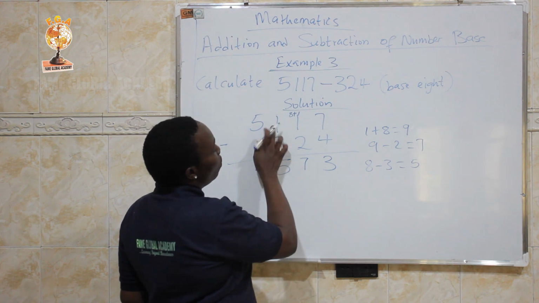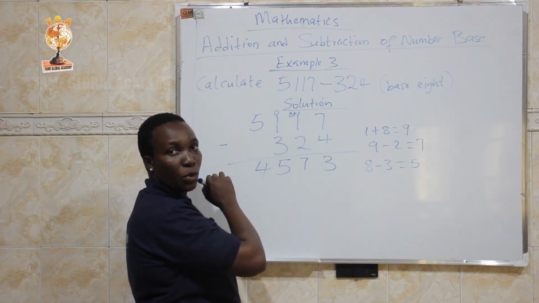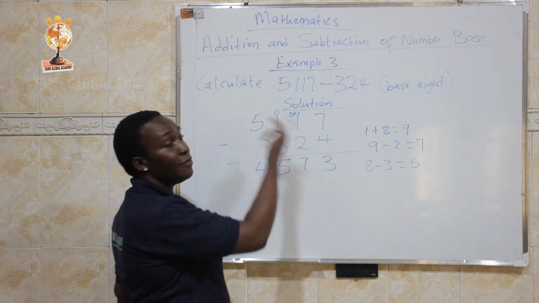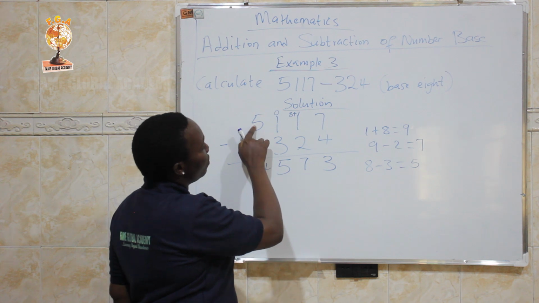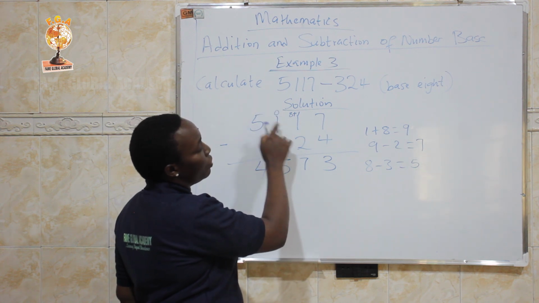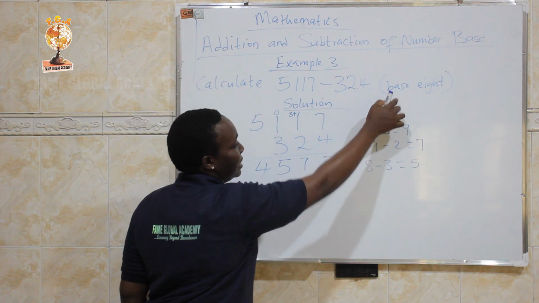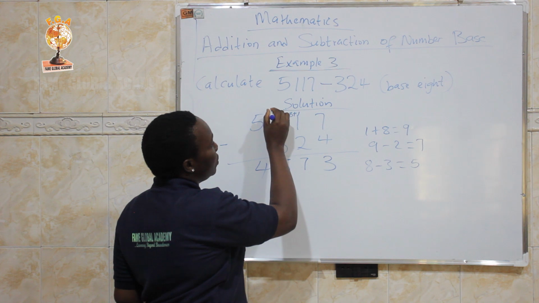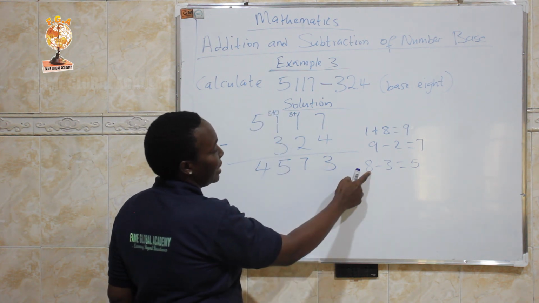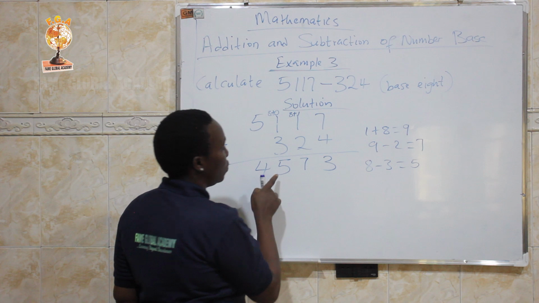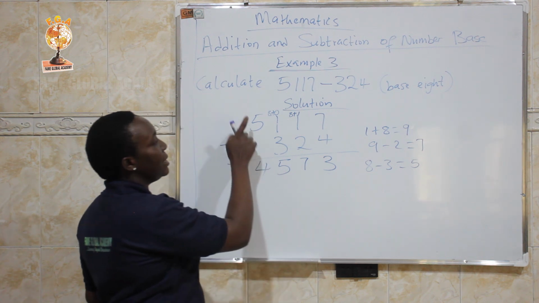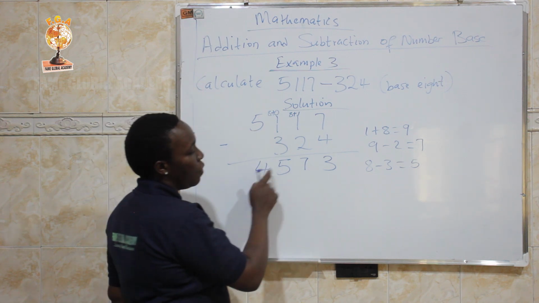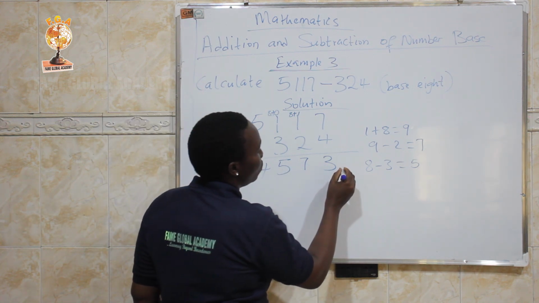Now, what is remaining here? 0. So this 0 minus 3 is not possible, so you still have to borrow again from this 5 and add to the 0. Remember, the borrowing is the 8. So 8 plus 0 is the same thing as 8. Minus this 3 will give us 5, which is what you have here. And lastly, we removed 1 from here, so it's remaining 4. So our answer is 4573, base 8.